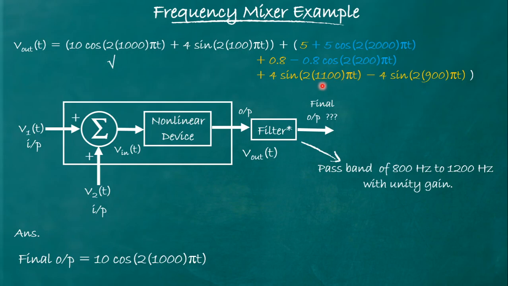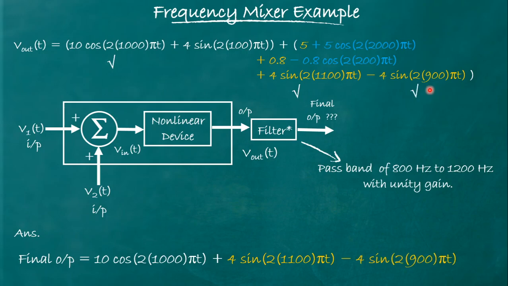Now here we can see that the fifth term, yes, this one, is 1100 hertz. So this 1100 hertz frequency falls within the band of 800 to 1200 hertz. So a term with a frequency of 1100 hertz will get passed through this filter and will be available at the final output. Now the last term here has a frequency of 900 hertz only. So this term will also pass through the filter and will be available at the output.